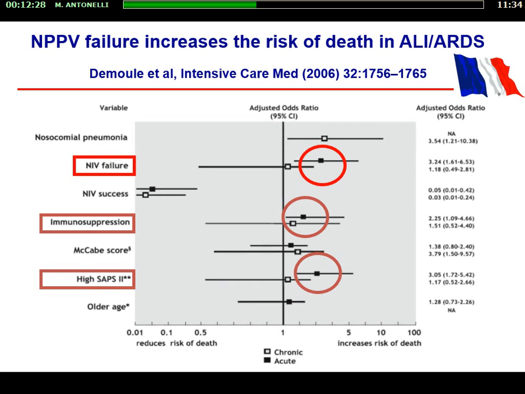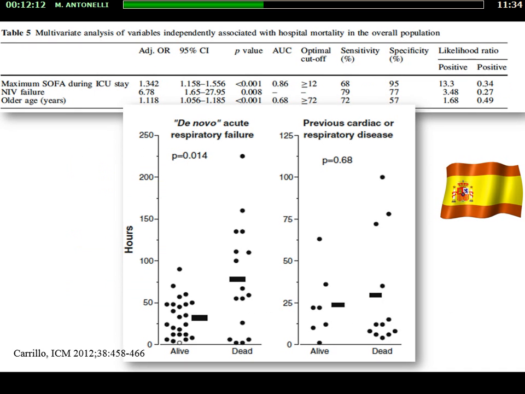And Alexandre Demoule beautifully showed how, as soon as you have a failure of non-invasive ventilation, and also in patients with immunosuppression and a higher severity rate, the risk that they may die is much higher. Another concept implicit in the application of this technique, even if this specific study does not refer to immunohematological patients, is the idea that if you insist on delivering this technique, postponing an eventually needed intubation, you may harm your patient.